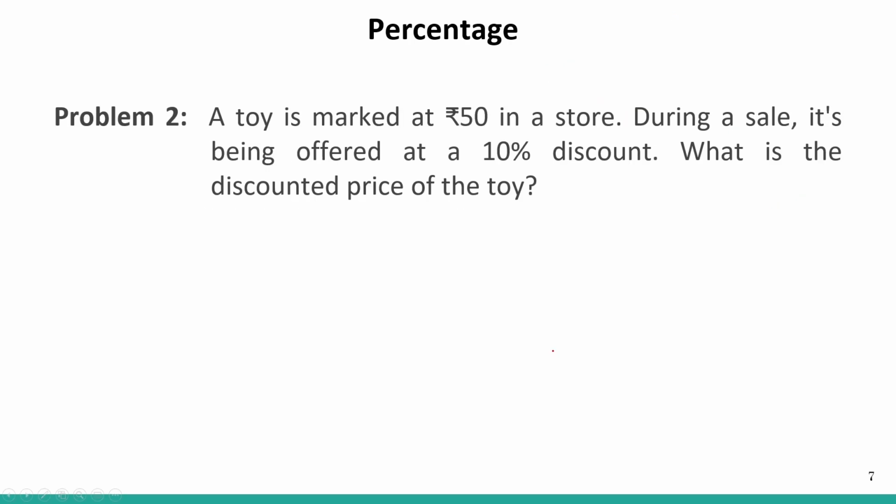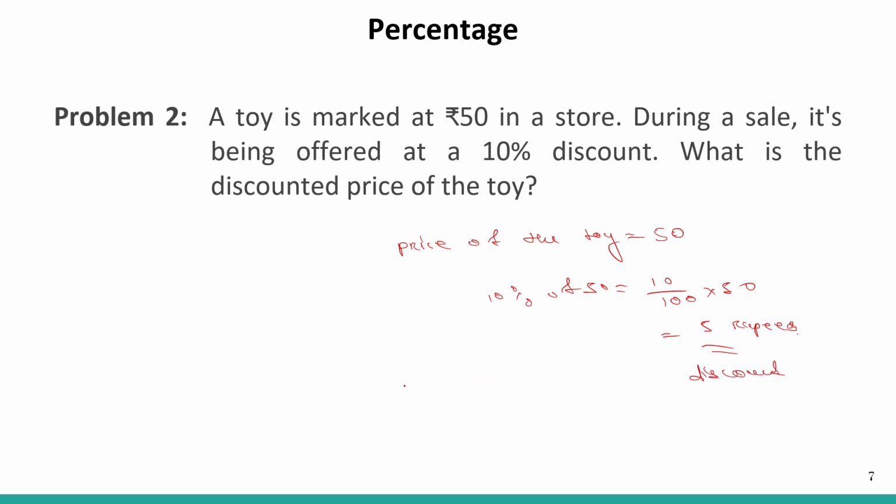Let's see problem number 2. A toy is marked at 50 rupees, so the price of the toy is 50 rupees. During a sale, it is being offered at 10% discount. So 10% of 50 is equal to 10 by 100 into 50, that is equal to 5 rupees. So the discount is 5 rupees.